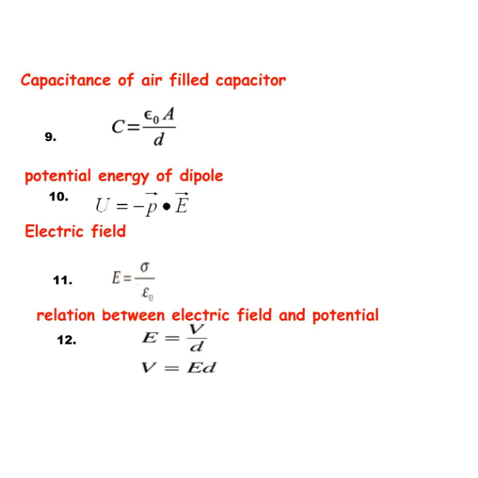The next, potential energy of a dipole, U is equal to minus p vector dot E vector. p is the dipole moment, E is the electric field. The next, electric field. By the application of Gauss law, the electric field at a point between the two plates is E equal to sigma divided by epsilon naught. Next, the relation between electric field and potential. Electric field E is equal to V, the potential difference, divided by the distance. So the potential difference V is equal to E d.